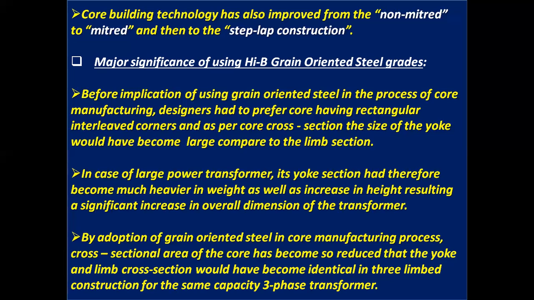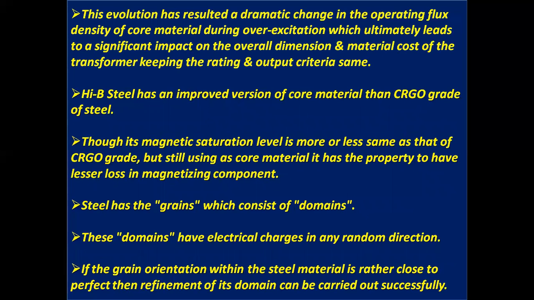By adoption of grain-oriented steel in the core manufacturing process, the cross-sectional area of the core has been so reduced that the yoke and limb cross-section become identical in three-limbed construction for the same capacity three-phase transformer. This evolution has resulted in a dramatic change in the operating flux density of core material during overexcitation, which ultimately has a significant impact on the overall dimension and material cost of the transformer, keeping the rating and output criteria the same.